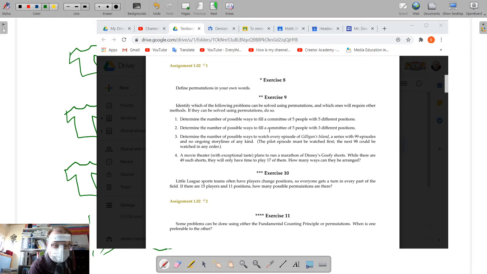And then the last homework question, exercise 10. Little League sports teams often have players change position, so everyone gets a turn in every part of the field. You've got a sport with 15 players and 11 positions. How many possible permutations are there? Yeah, it is 15P11.